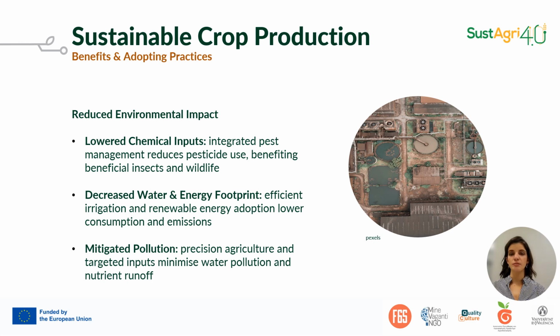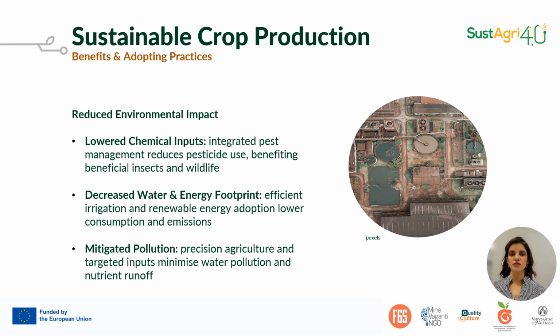Reducing the environmental impact is a fundamental goal of sustainable crop production. Key practices include lowered chemical inputs. Integrated pest management practices reduce the reliance on pesticides by promoting natural pest control mechanisms. This benefits beneficial insects and wildlife while minimizing the negative effects of chemical use on the environment.